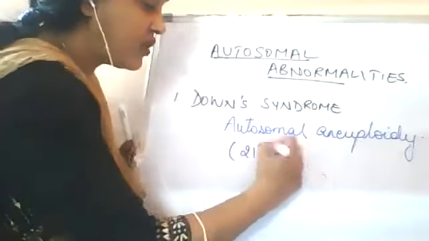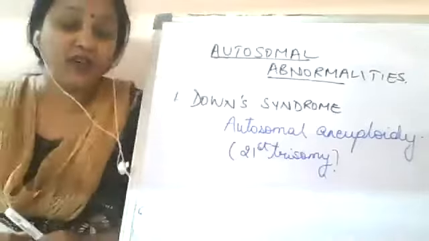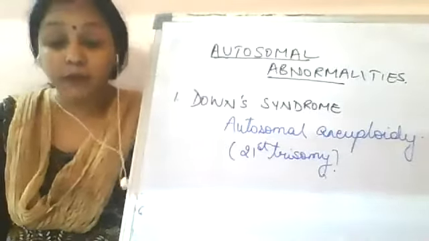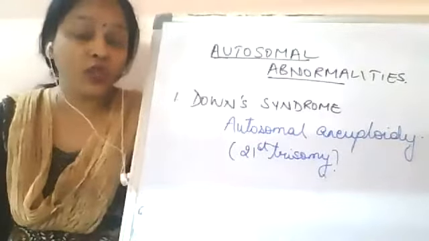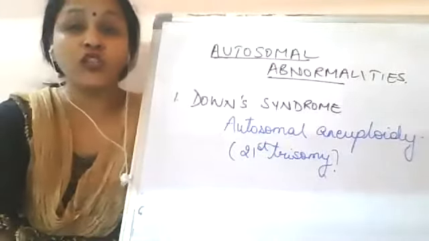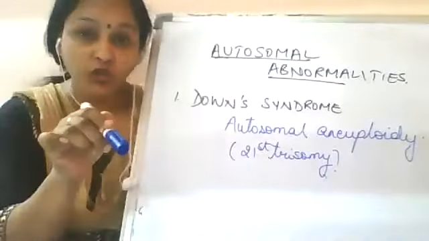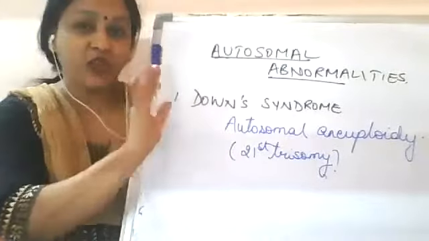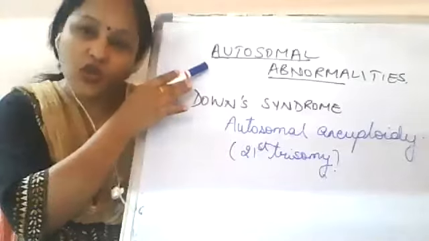21st trisomy. What do you mean by 21st trisomy? Trisomy means the number of chromosomes is more than 2. We know that homologous chromosomes are 2. If the number of homologous chromosomes is more than 2, that is trisomy of which autosome? The 21st autosome. Here we are talking about autosomal disorders. We are not considering the X and Y chromosomes. We are talking about the disorders caused because of autosomes.